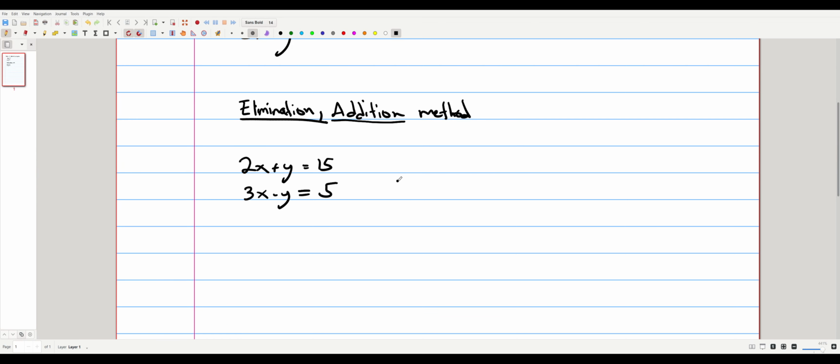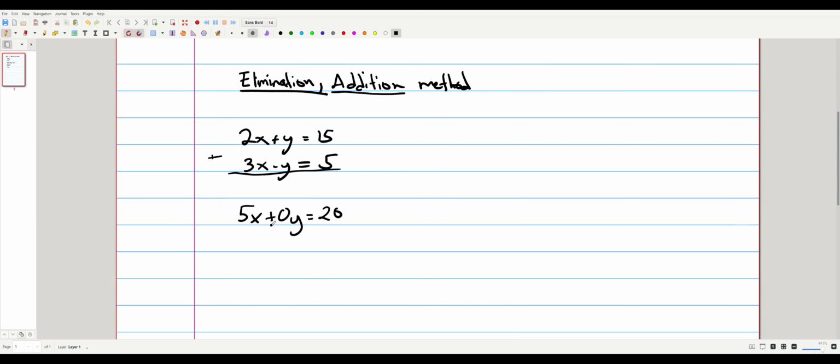Now you can see in our example here that if we add these equations together, the x's to the x's, the y's to the y's, the numbers to the numbers, the y's have the same quantity but different signs. One's positive, one's negative. So when we add these together, the y's are going to cancel. Okay, so let's go ahead and do that. And when we do that, we get a new equation. 2x plus 3x is 5x. y plus negative y makes 0y, so we can just write 0y. 15 plus 5 gives us 20.